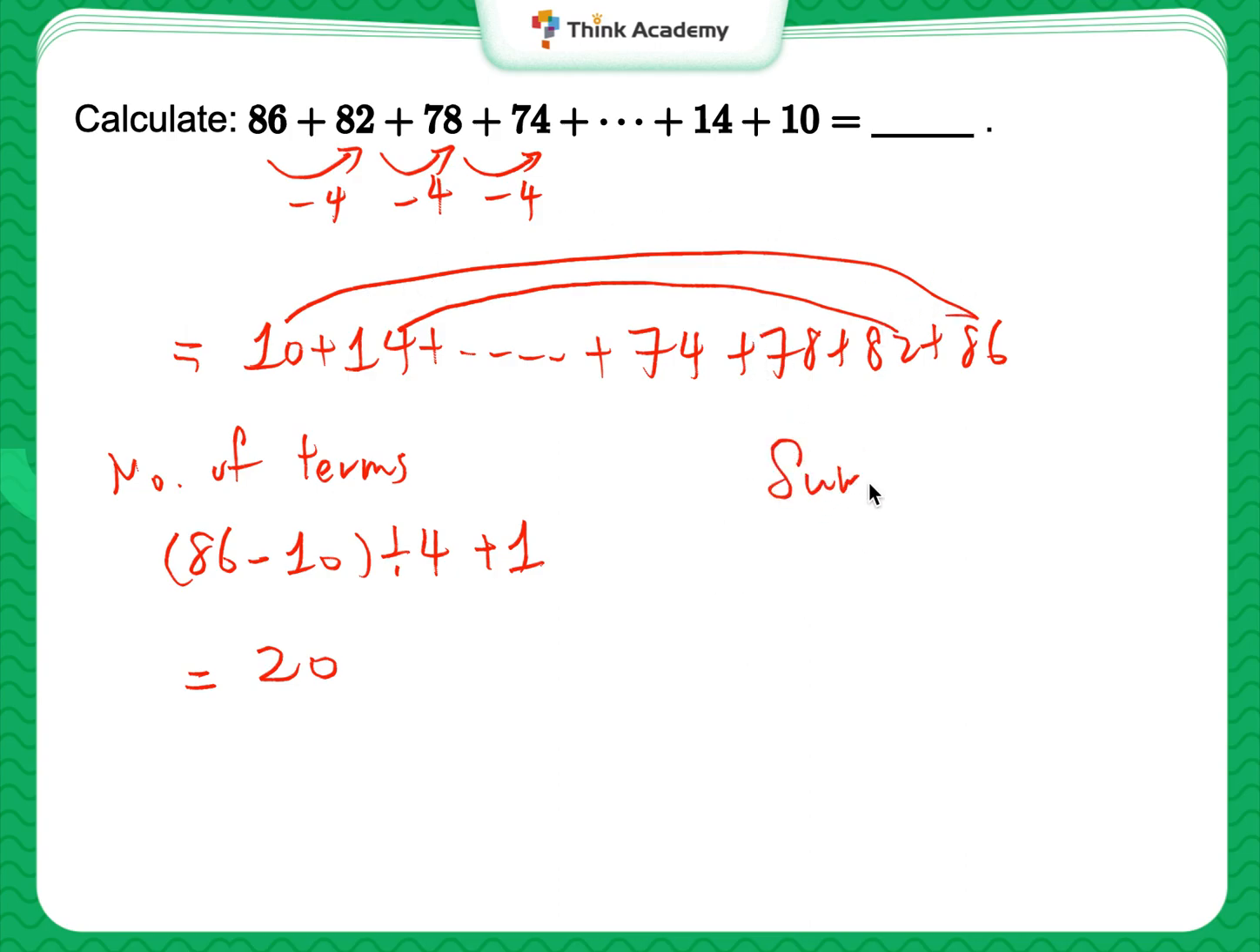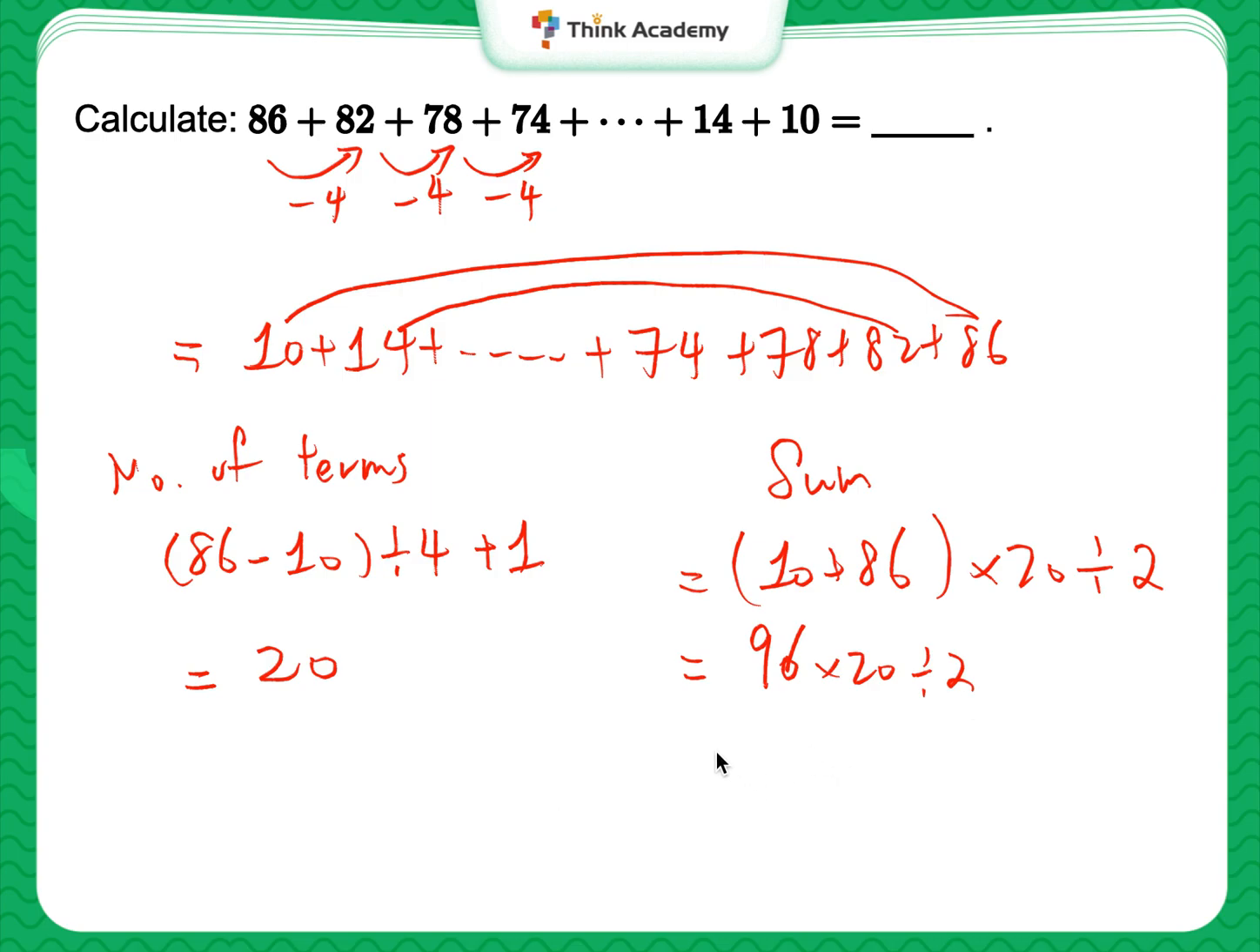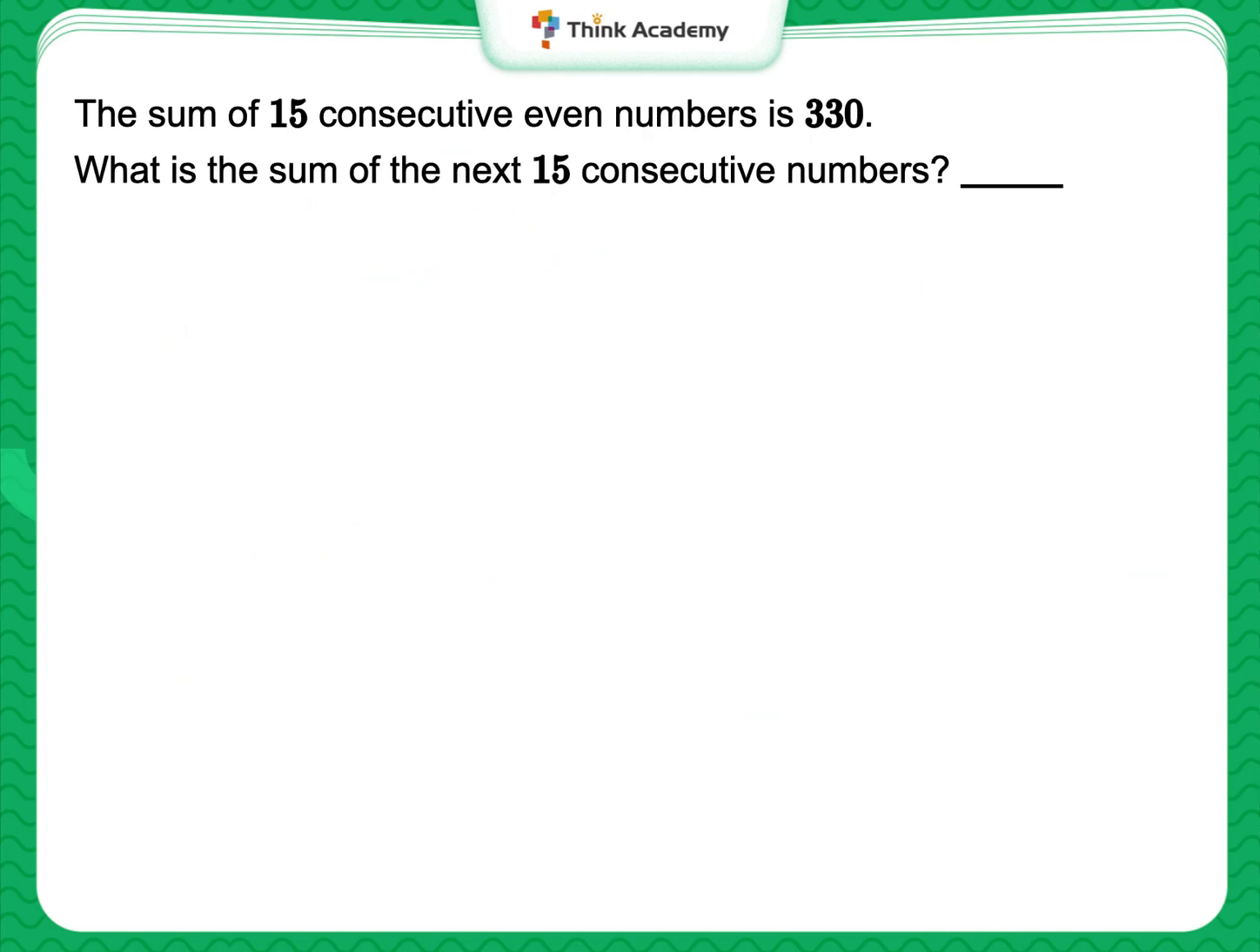So the sum is equal to the first term, 10, adding the last term, 86, multiplying the number of terms, 20, and remember, divide by 2, because you're finding the number of pairs altogether. So that's going to be 96 times 20 divided by 2, which is 960 as the answer.